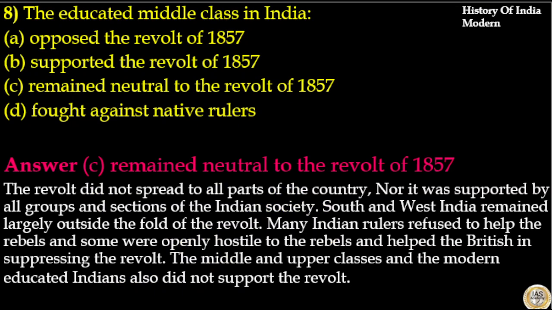The revolt did not spread to all parts of the country, nor was it supported by all groups and sections of the Indian society. South and West India remained largely outside the fold of revolt. Many Indian rulers refused to help the rebels and some were openly hostile to the rebels and helped the British in suppressing the revolt. The middle class and upper classes and modern educated Indians also did not support the revolt. So here answer to this question is option C.